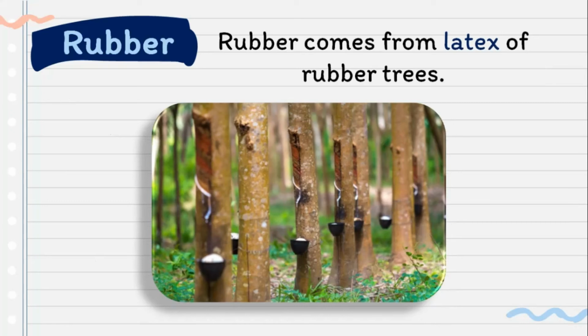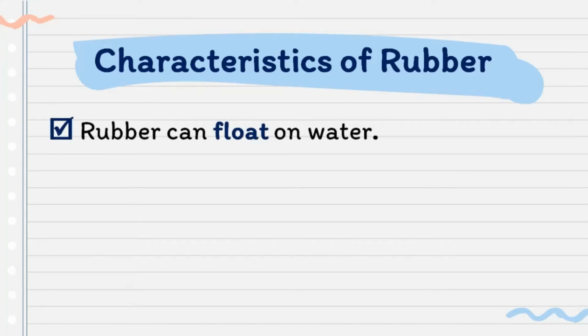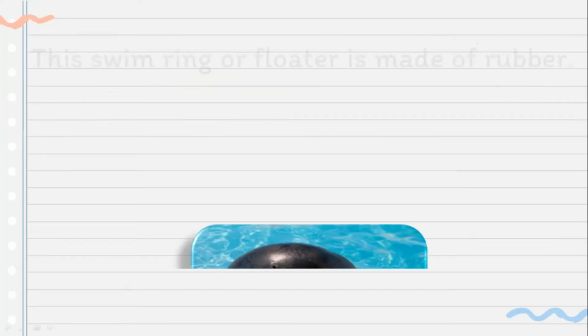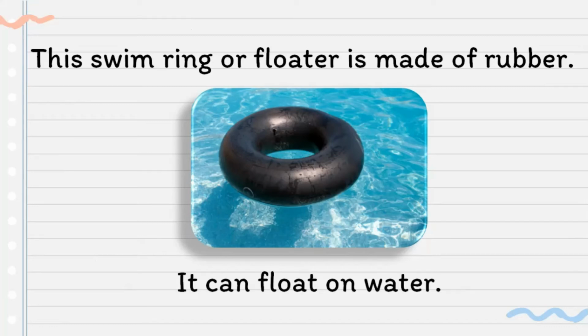The next material is rubber. Rubber comes from latex of rubber trees. Now here are the characteristics of rubber. Number 1. Rubber can float on water. This swim ring or floater is made of rubber. It can float on water.